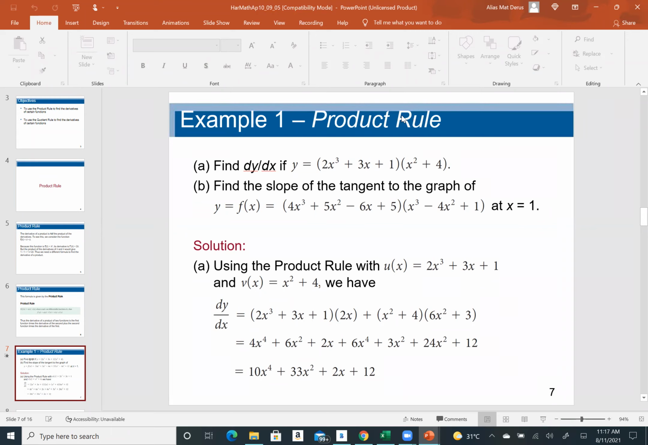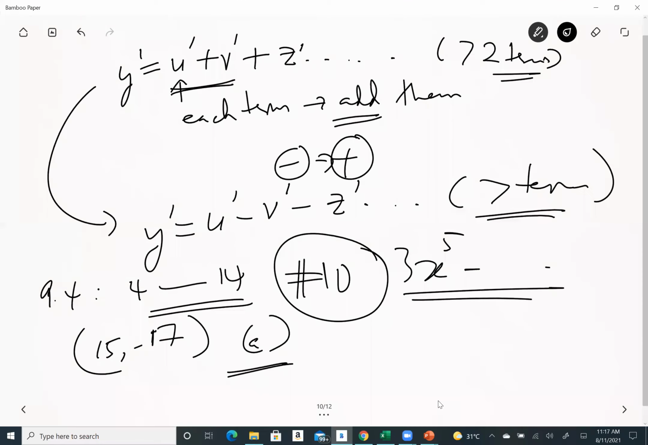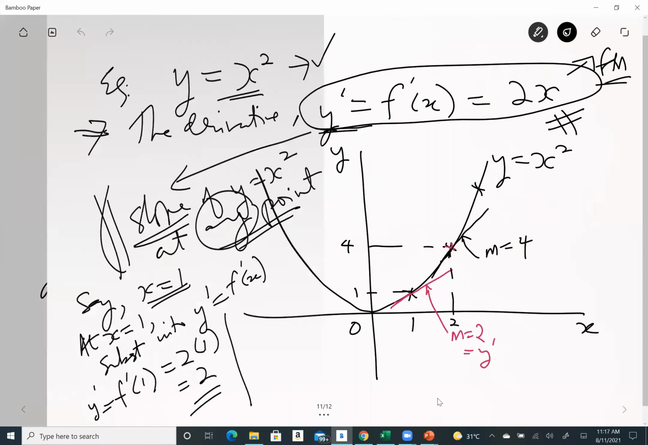So you have 2 terms in x multiplied to each other. So what do you do? You apply the product rule. All right. So what I want you to do, you do this.